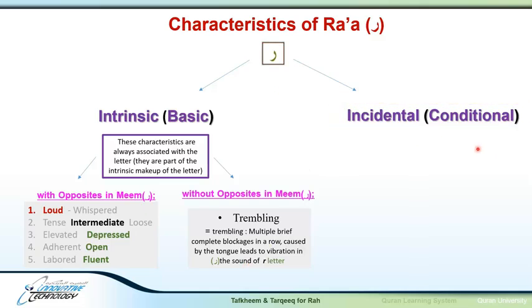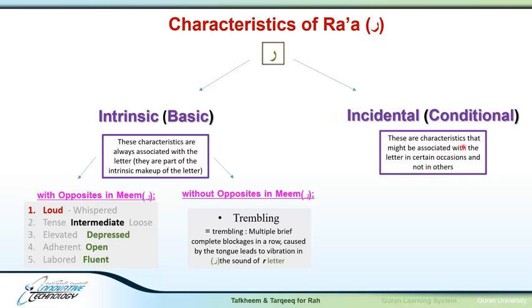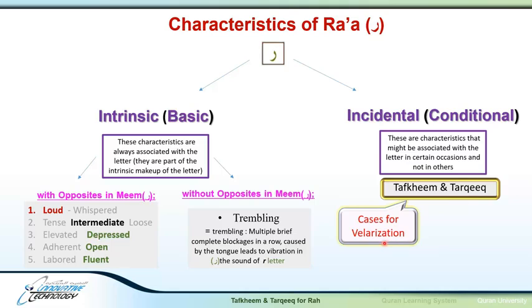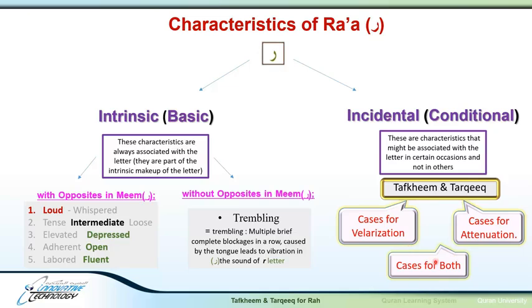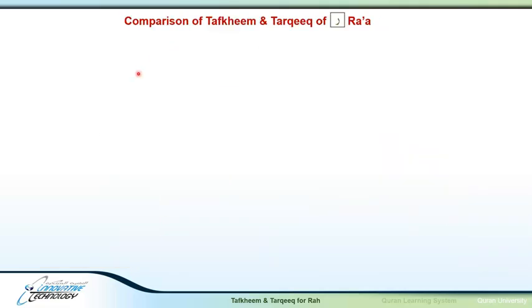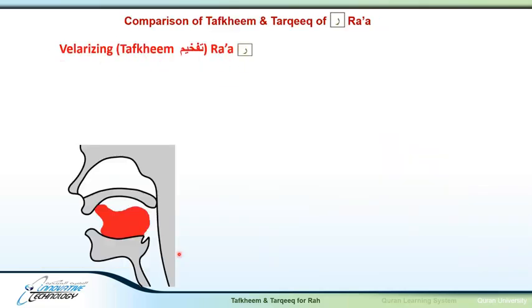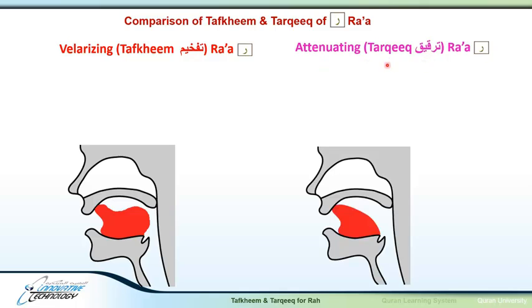The second category of characteristics are those that are conditional, which are the characteristics that might be associated with the letter on certain occasions but not on others. And Tafkheem and Tarqeeq are examples of conditional characteristics. The reason is that in certain conditions, meaning cases, Tafkheem is the rule for the Ra, while in other cases or conditions, the Ra should be attenuated, it should have Tarqeeq. Yet in other conditions, there are cases where both Tarqeeq and Tafkheem can be applied for the Ra. Now, let's make a comparison between Velarization of the Ra and Attenuation, Tarqeeq of the Ra.